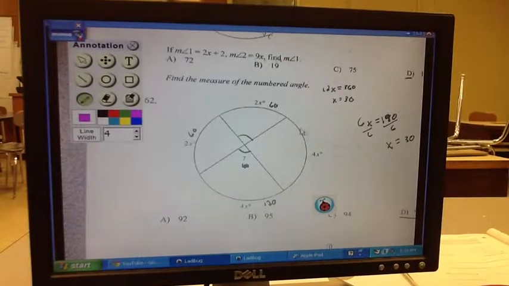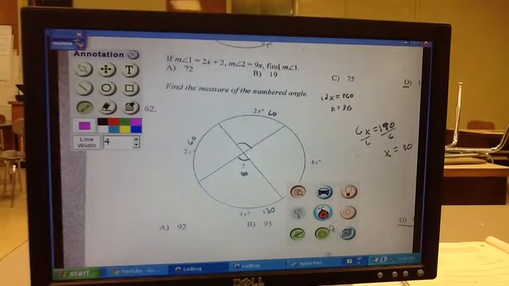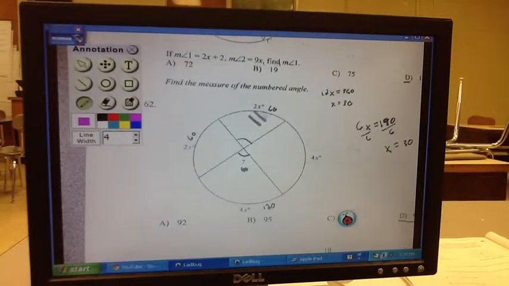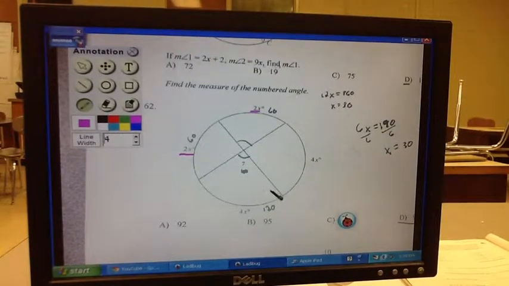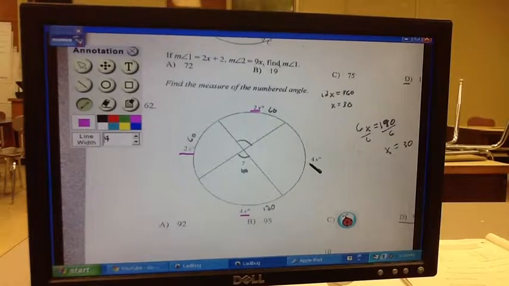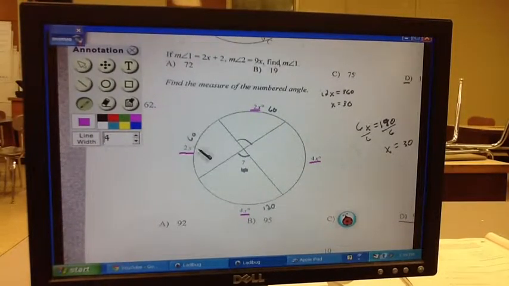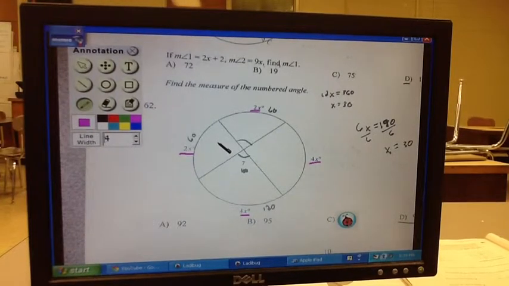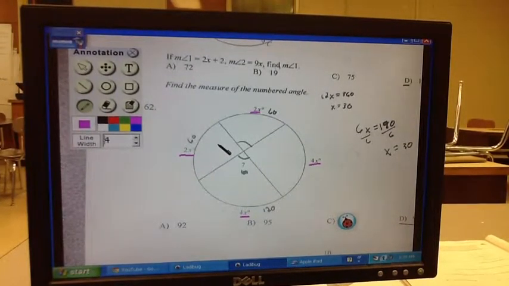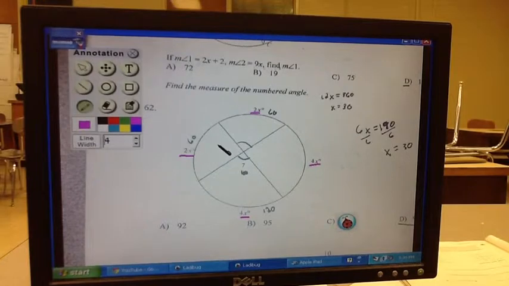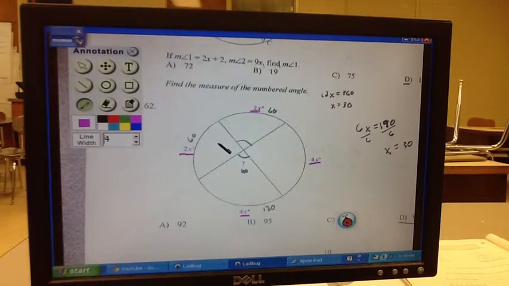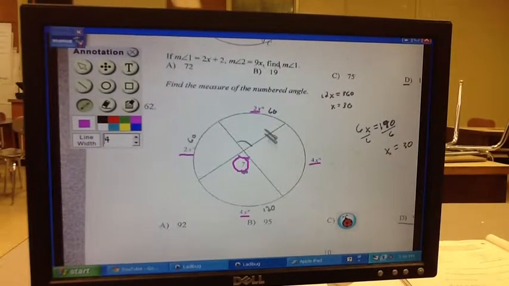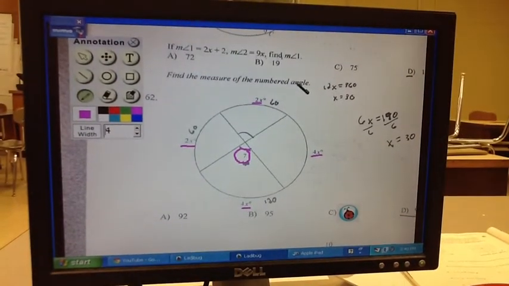Alright, good old 62. Let's see what they gave us. They gave us 2x, 2x, 4x, and 4x. So these two being the same and these two being the same. We're actually just trying to find the measure of the numbered angle. So we're trying to find this angle 7. Find the measured angle. Okay.